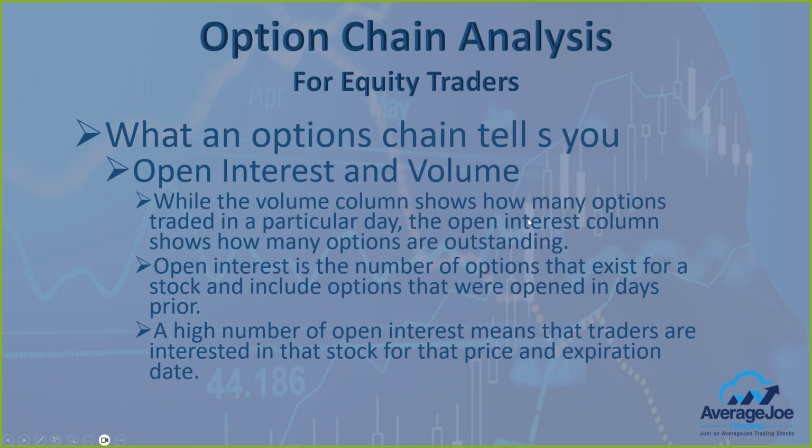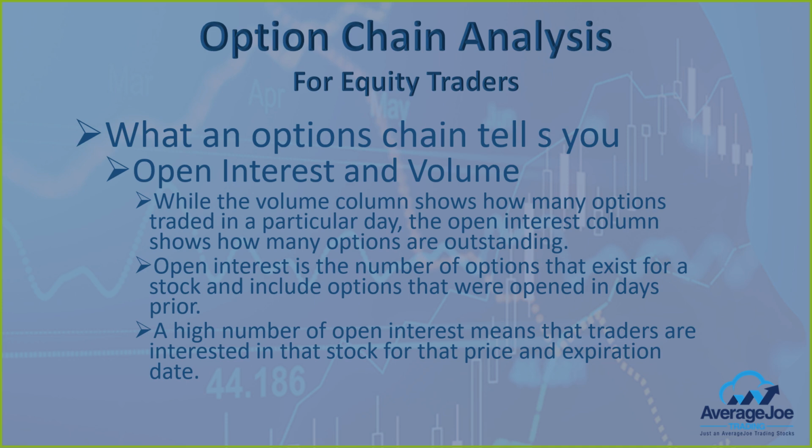While the volume column shows how many options traded in a particular day, the open interest column shows how many options are outstanding. Again, these are not people that have orders out. They've already bought their option contracts. They just haven't closed them yet. And so what you're looking at is open interest. And that is key.